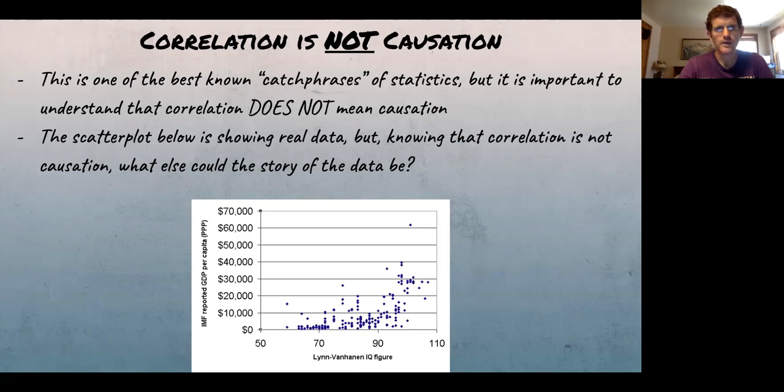So what else could the story of the data be right here? If correlation is not causation, what else could be going on? I won't make you sit here for 30 minutes thinking of something, but if anyone has anything to say.